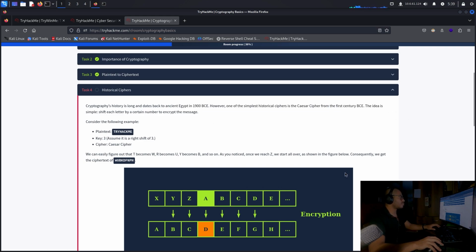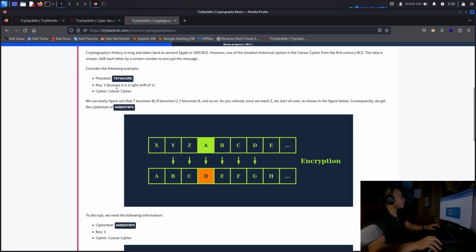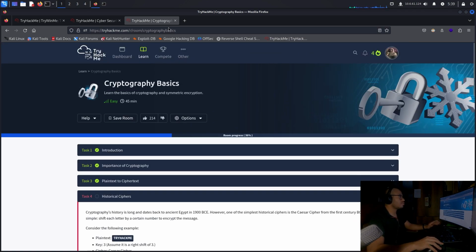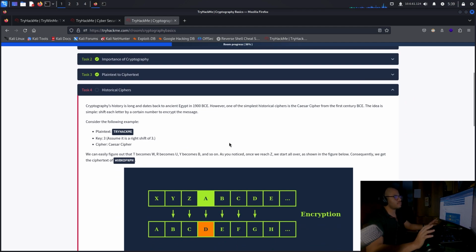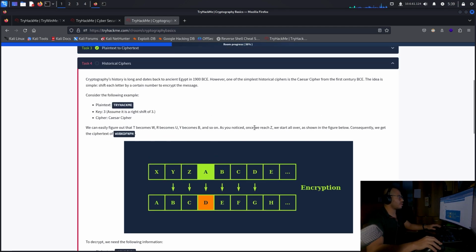Shift each letter by a certain number to encrypt the message. Consider the following example. Plaintext TryHackMe. I've read about this before, so I'm just going to skim through it fast, right, guys? I'm going through these concepts, but I already know many of them, because I've read modules from TryHackMe before and already read about cryptography. They move the letter three times so that they could communicate in a safe manner, right?